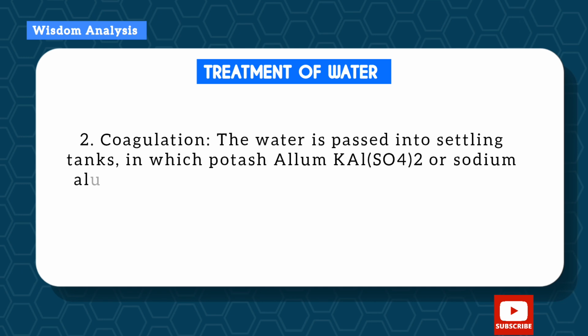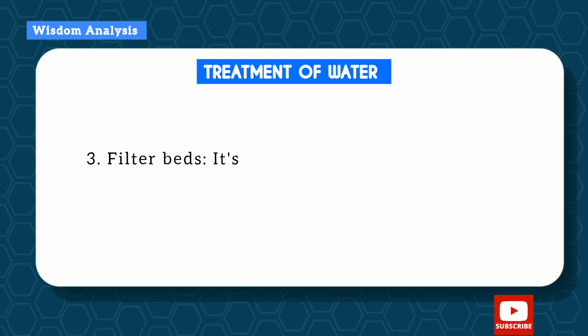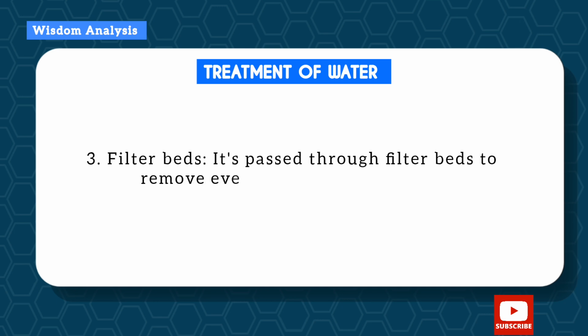So second is coagulation. The water is passed into settling tanks in which sodium alum, this is the formula, or sodium aluminate is applied to help molecules of dirt accumulate, and since they accumulate, they acquire weight and drop to the bottom, and the water can now be filtered out. Okay, so the third step is filter beds. Now this water that has been removed now is passed to filter beds to remove even finer particles of dirt.